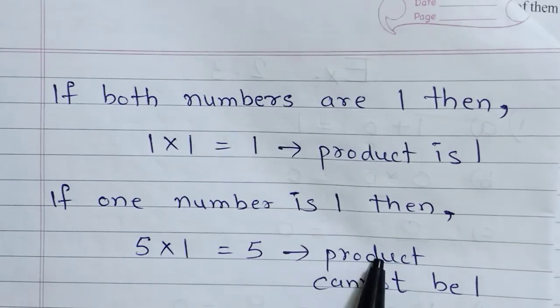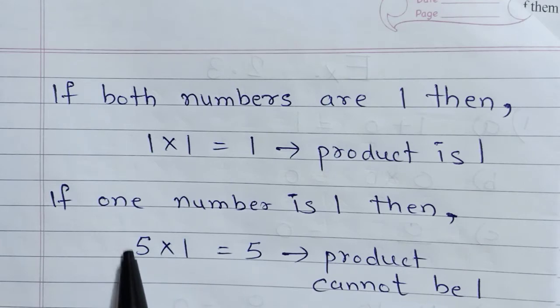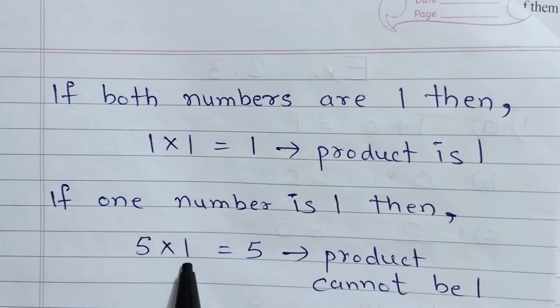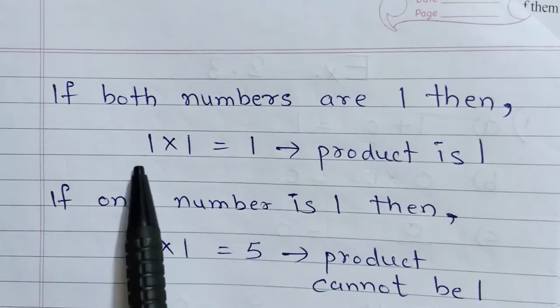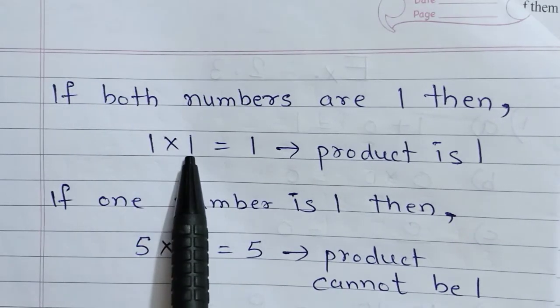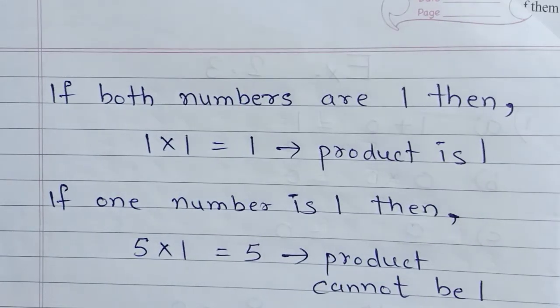And the final product cannot be 1. So if I multiply any other whole number by 1, my product is not 1. But if I multiply 1 by 1, then my product is 1.